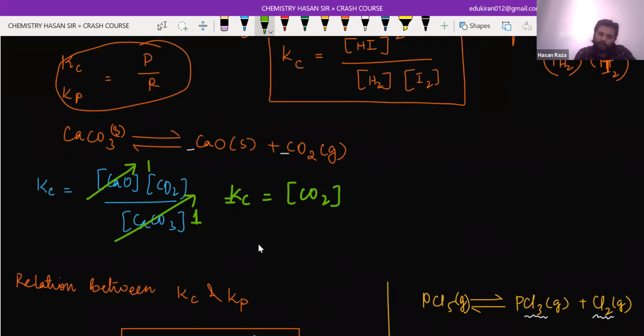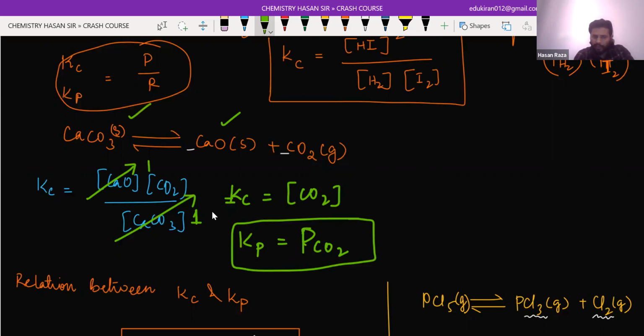As well, if you are going to write the Kp, you know that this is in solid state, so you are going to leave it and you will get only this. So this will be the expression for this reaction, and it shows that if any reactant or product is in pure liquid or pure solid state, you just ignore it. Is that clear?